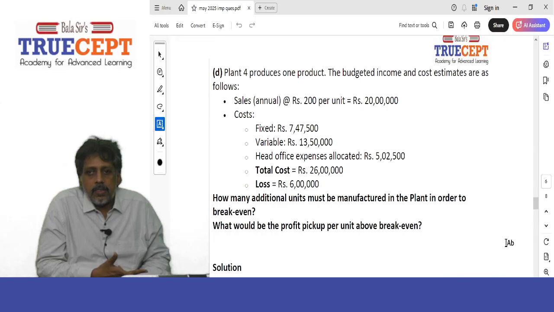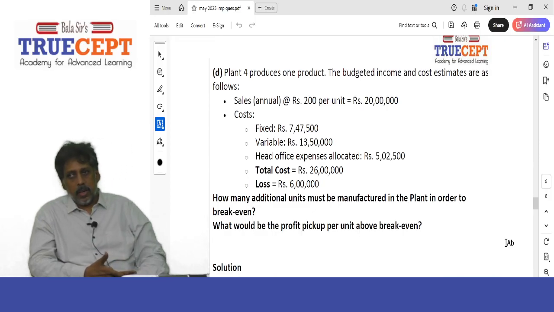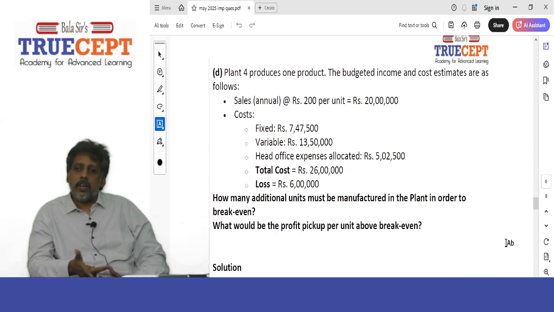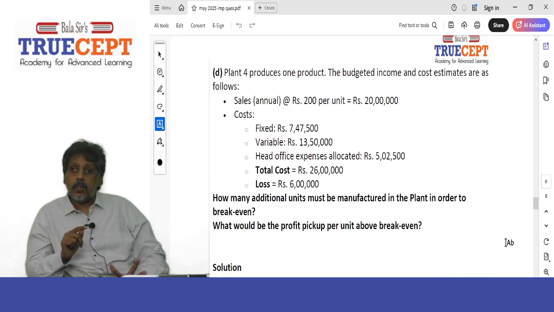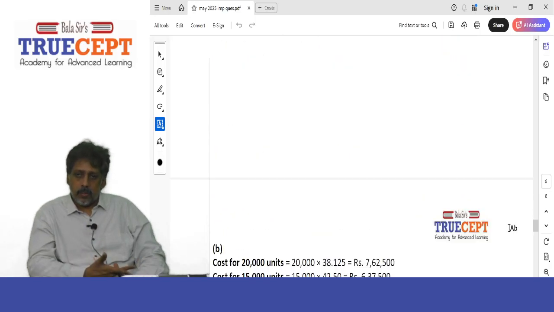Have they given the profit number? Head office expenses allocated 5 lakh 2,500. Okay. Total cost 26 lakh. Loss 6 lakh, after considering the allocated head office expense. Then how many additional units must be manufactured in the plant in order to break even? What would be the profit pickup per unit before break even? And above break even, what is the profit pickup per unit? That's a nice question.